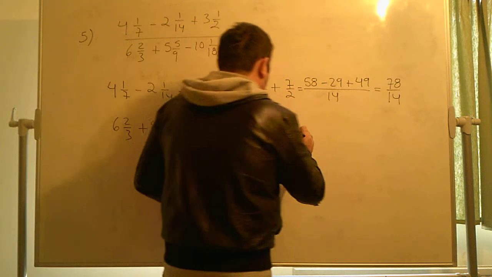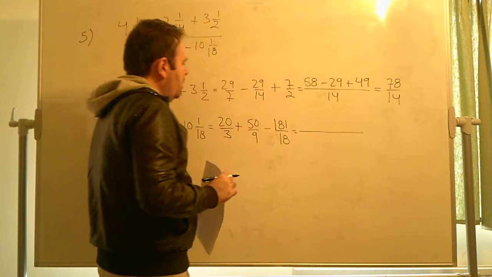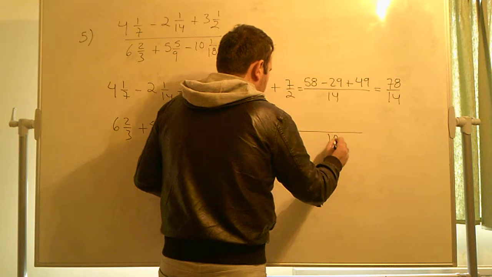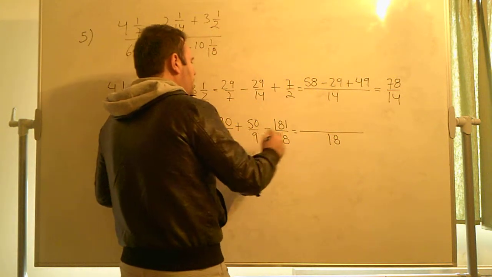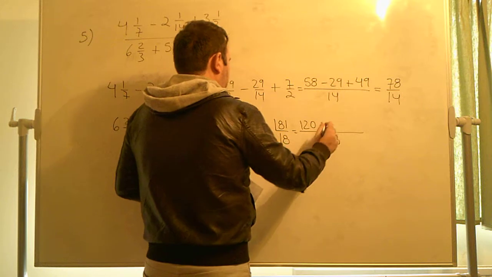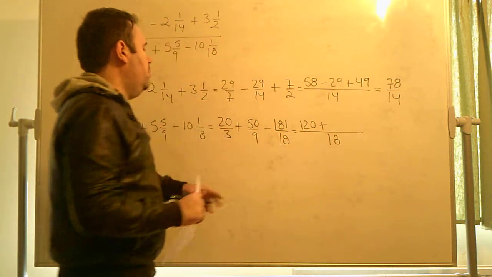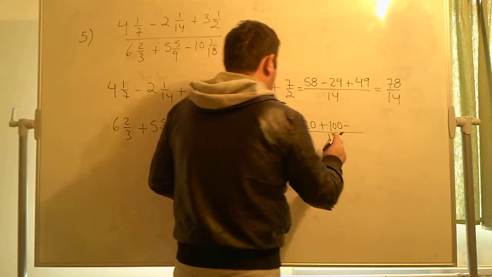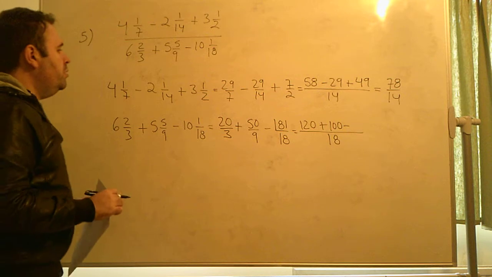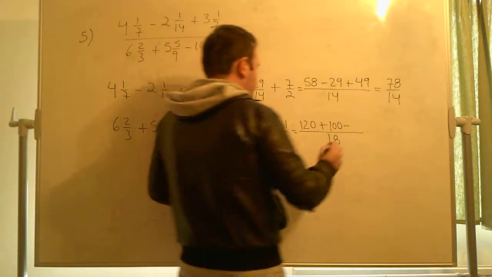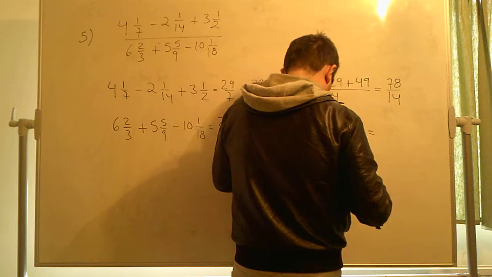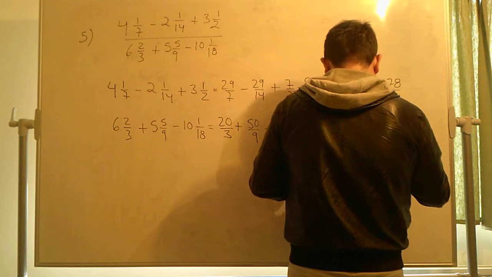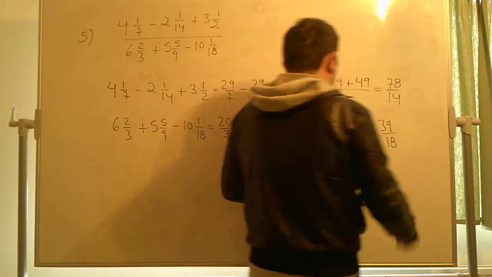Now we're going to use the least common multiple, which in this case would be 18. And then 18 divided by 3 is 6, times 20 is 120, minus 18 divided by 9 is 2, times 50 is 100, minus 18 divided by 18 is 1, times 181 is 181. And this would be 39/18.